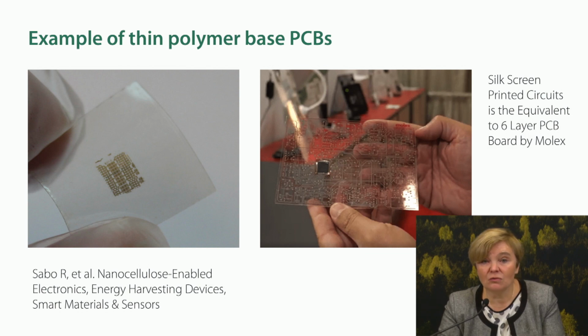On the right side you also see a silk screen printed circuit. It's printed on PET, but it also shows the possibilities for polymers to be used in a different way than before.